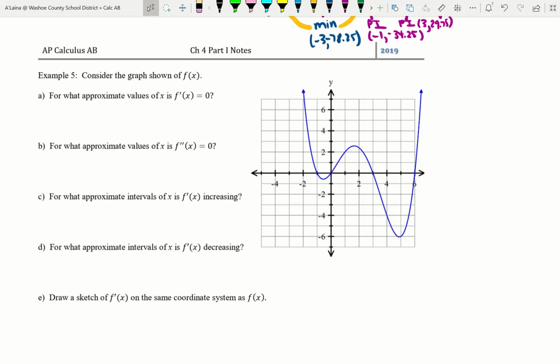All right, we want to see where the first derivative is equal to 0. Well, the first derivative would be equal to 0 where we have those mountaintops and valleys, where we would have a horizontal tangent line. It's a little hard to tell where those x values would be, so these are approximate. I'll say -0.5, +1.5, +4.8. And so that would occur where f of x has a relative extrema.